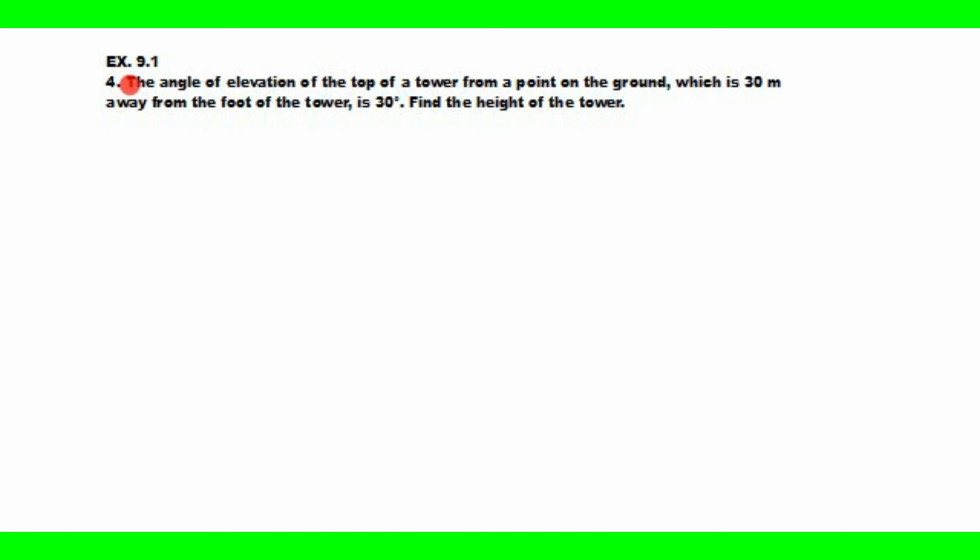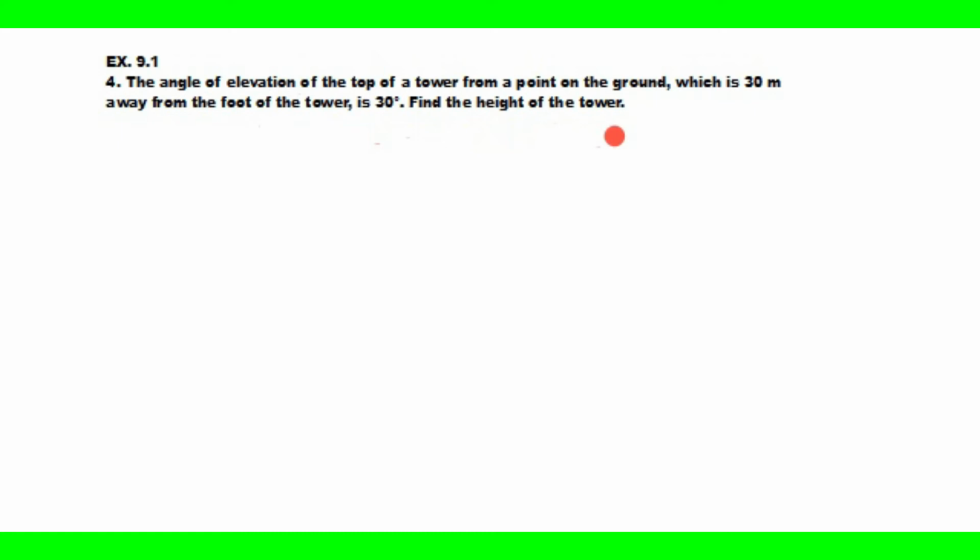Now I am taking one more example to understand the concept properly. Exercise 9.1, question number 4. The angle of elevation of the top of a tower from a point on the ground, which is 30 meter away from the foot of the tower, is 30 degree. Find the height of the tower.